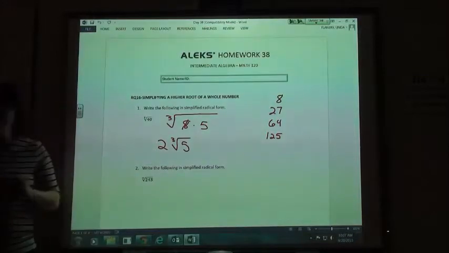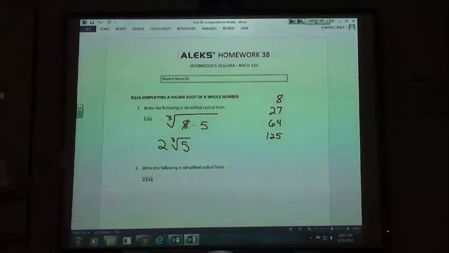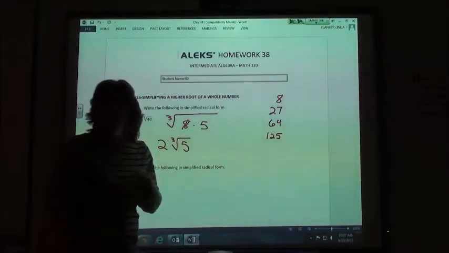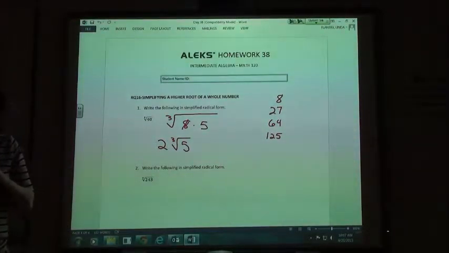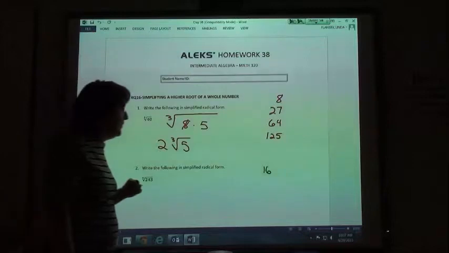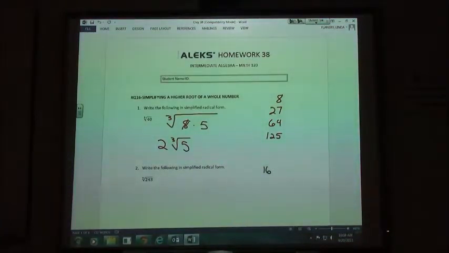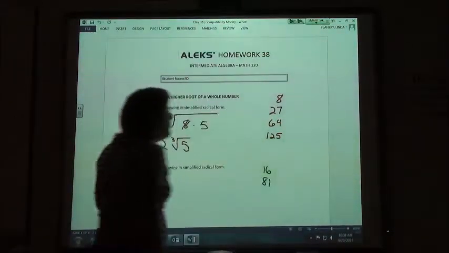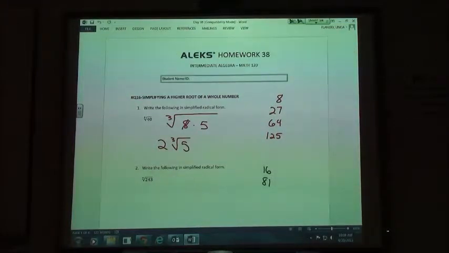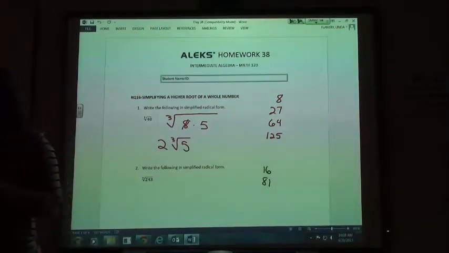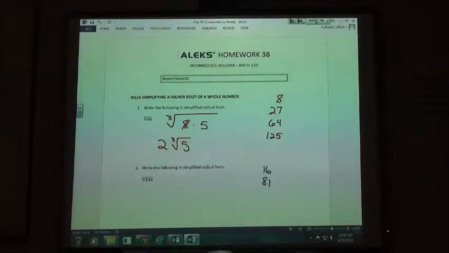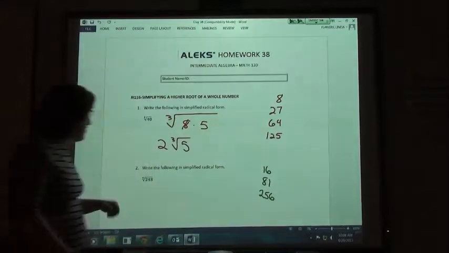So when I'm going to do the fourth root, same thing. I want to know what my perfect fourth powers are. 2 to the fourth power is 16. 3 to the fourth power is 81. 4 to the fourth power, 256. That's probably big enough, at least for this problem, because we're at 243.